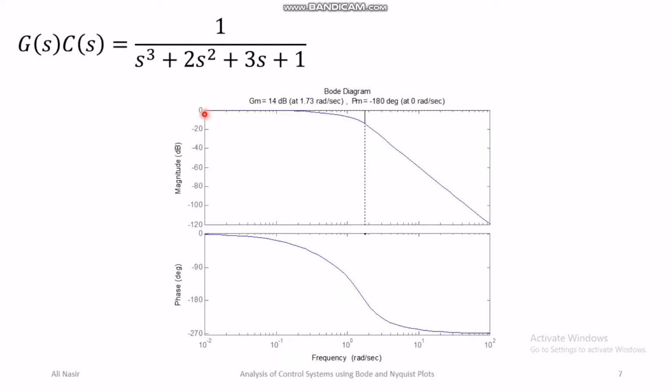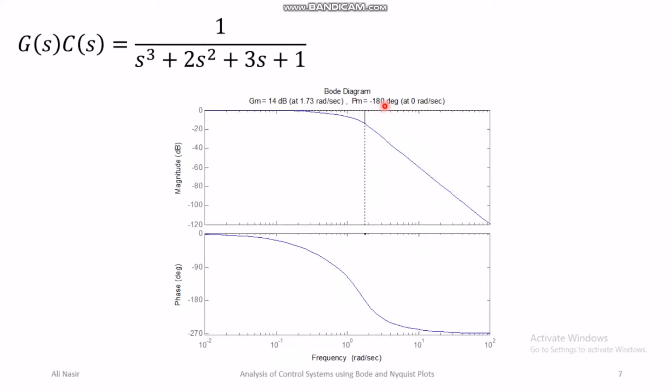So gain actually never crosses 0. So you can see that there is no gain crossover frequency, or at the most you can say that gain crossover frequency is 0 radians per second. If gain crossover frequency is 0 radian per second, at 0 radian per second the phase is 0 degrees, which means the difference between the phase and minus 180 degrees is 180 degrees. So phase margin is the maximum possible phase margin, which is 180 degrees.